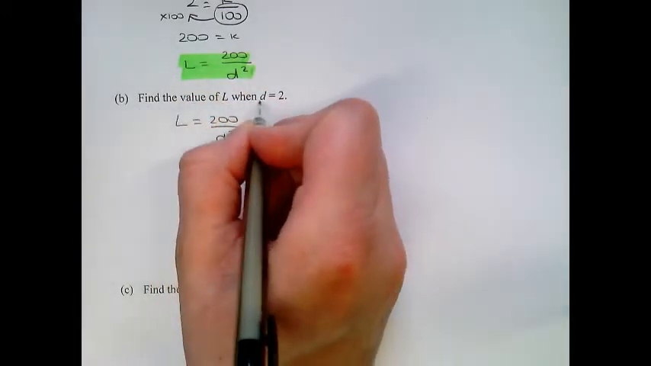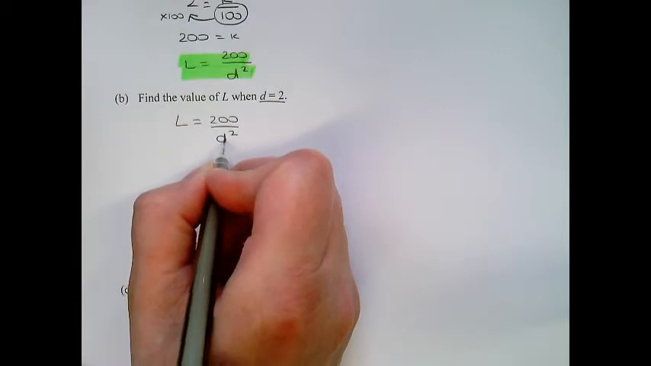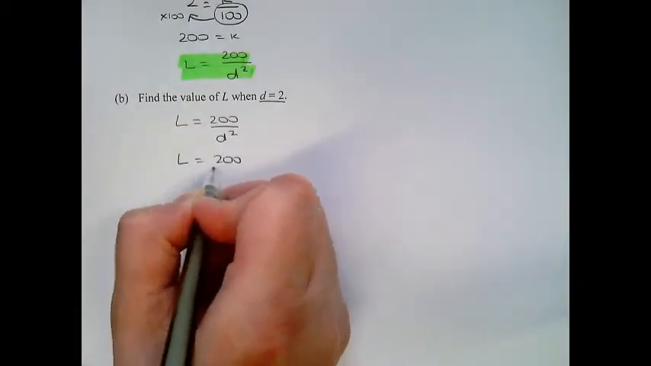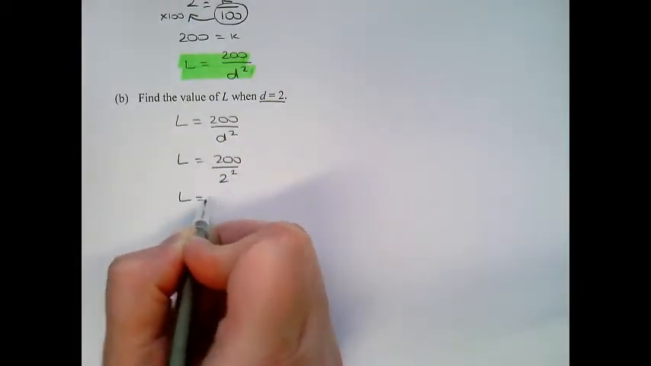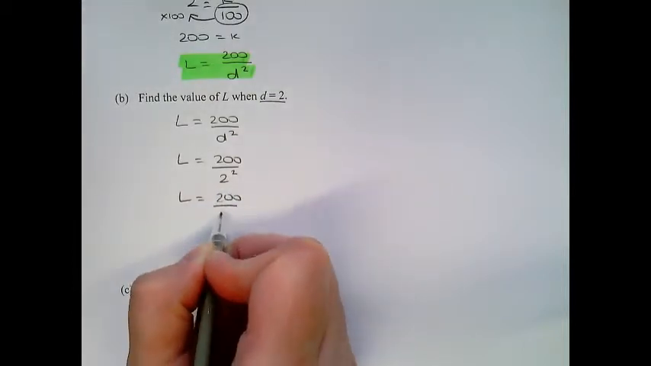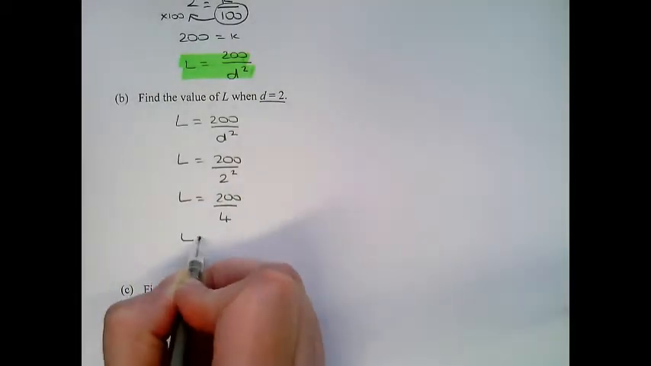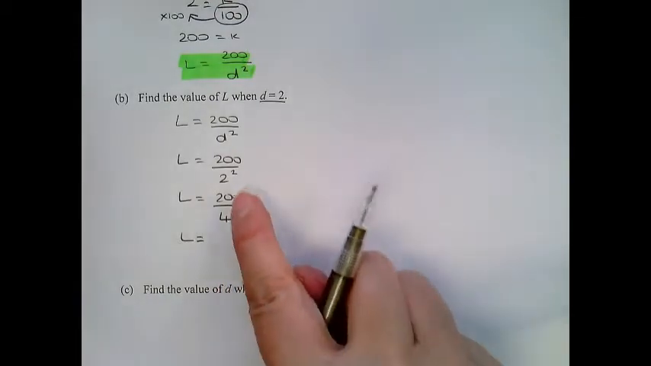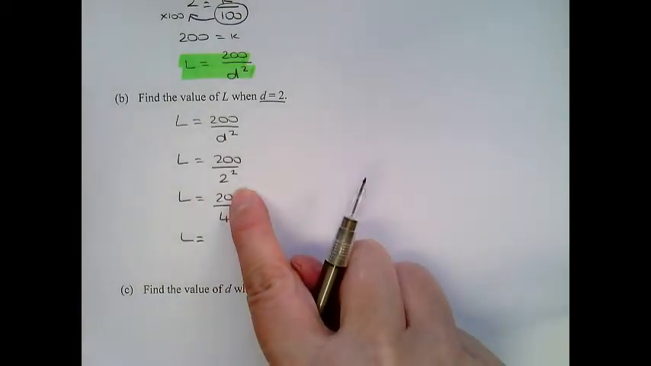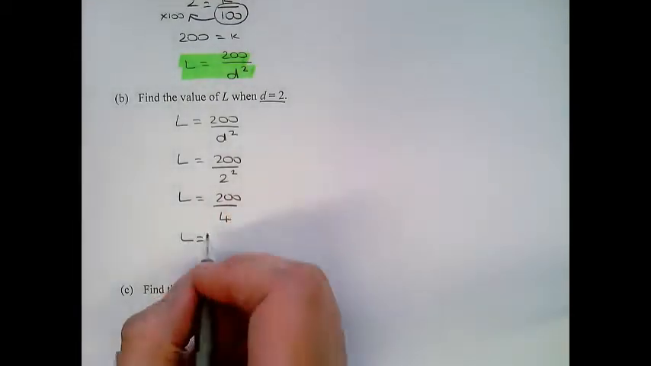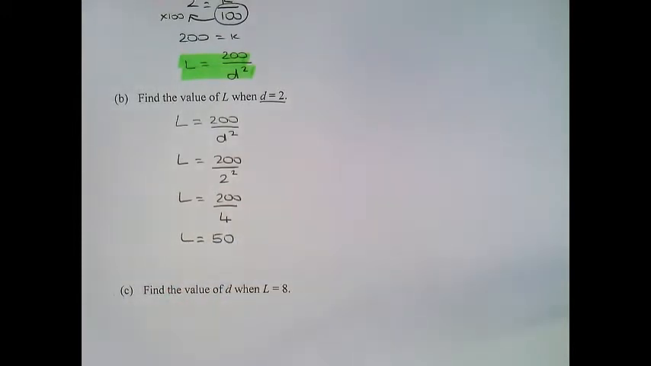Find the value of L whenever D is 2. So I'm going to put a 2 in there. L equals 200 divided by 2 squared. 2 squared is 4. And then 200 divided by 4, I can ignore that naught. 20 divided by 4 gets me 5, and then put the naught back on gets me 50. So again, I've been able to do all of this question without a calculator.